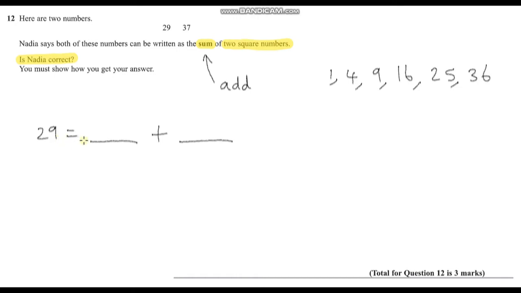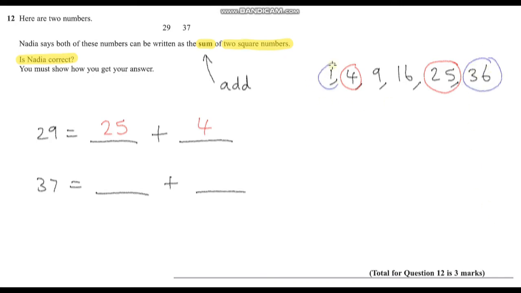So can we write 29 as the sum of 2 of these numbers? Well, yes, we can. I can see straight away 4 and 25 give us 29. So 25 plus 4. So what about the other one, 37? Can we write that down as the sum of 2 square numbers? Well, again, we can. I've noticed that 36 plus 1 is 37.